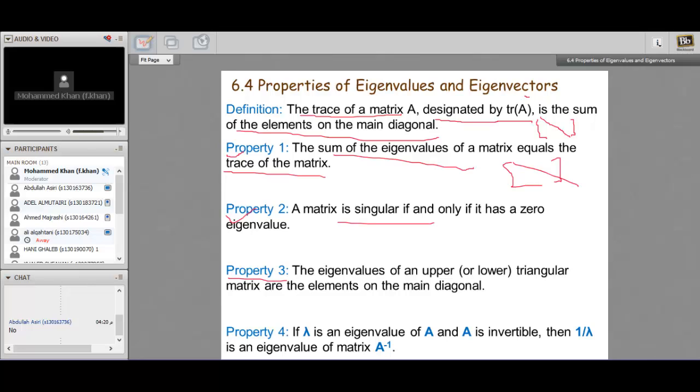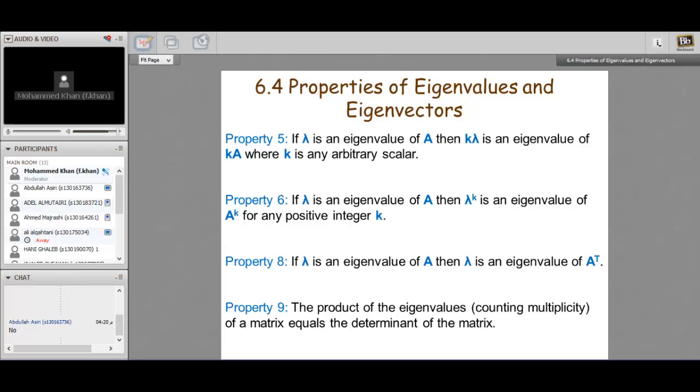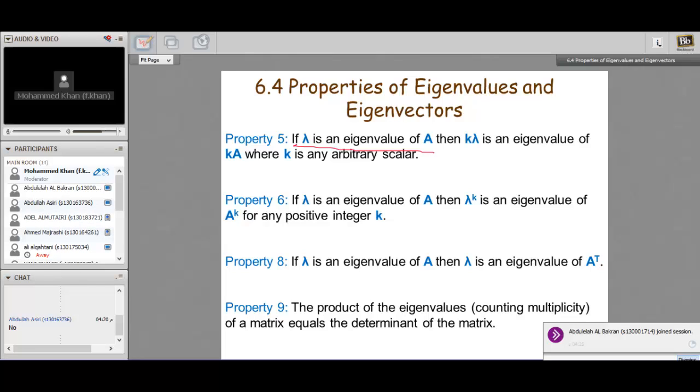Similarly, if lambda is an eigenvalue of A and A is invertible, then 1 upon lambda is an eigenvalue of the matrix A inverse. These properties are helpful for us. Property number 5: if lambda is an eigenvalue of A, then k lambda is an eigenvalue of kA, where k is an arbitrary scalar. Property number 6: if lambda is an eigenvalue of A, then lambda to the power k is an eigenvalue of A to the power k for any positive integer k. Similarly, if lambda is an eigenvalue of A, then lambda is an eigenvalue of A transpose. The product of eigenvalues, counting multiplicity, of a matrix is equal to the determinant of the matrix. These properties are helpful when you are trying to solve questions or examples.